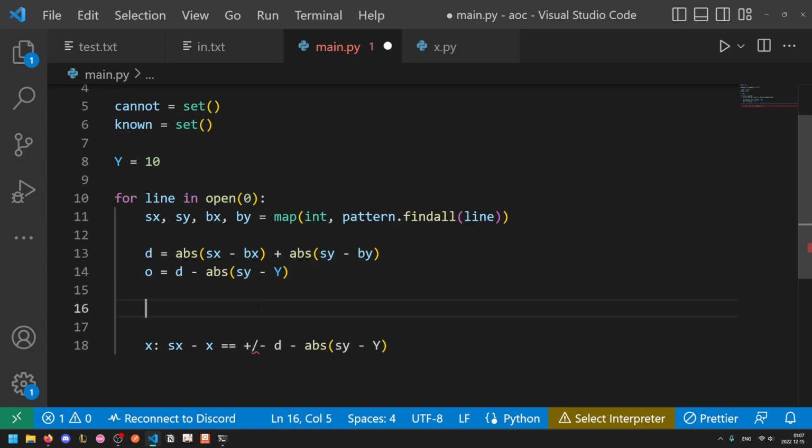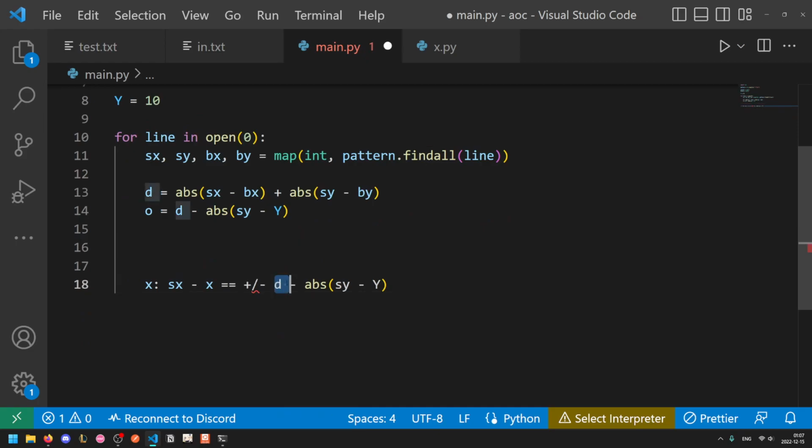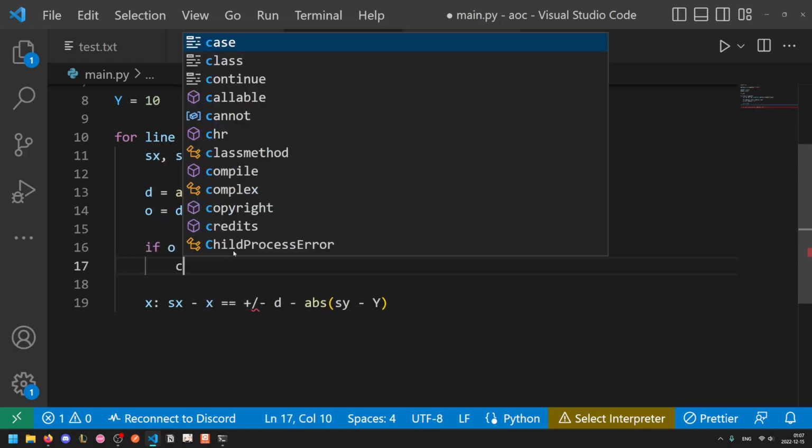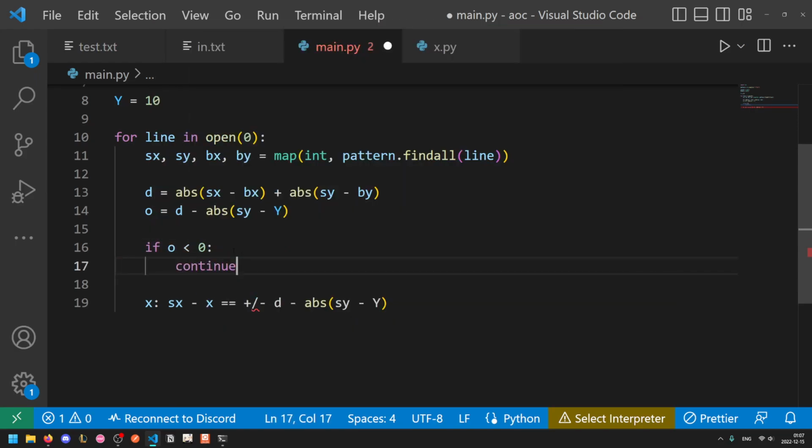Now, if O is negative, what that means is that the distance is smaller than the row difference. This means that all positions within this row are further away than the closest beacon to our sensor. In other words, this sensor beacon pair does not actually give us any information. So if O is less than 0, we skip it. We do not take the absolute value because that would cause bugs.